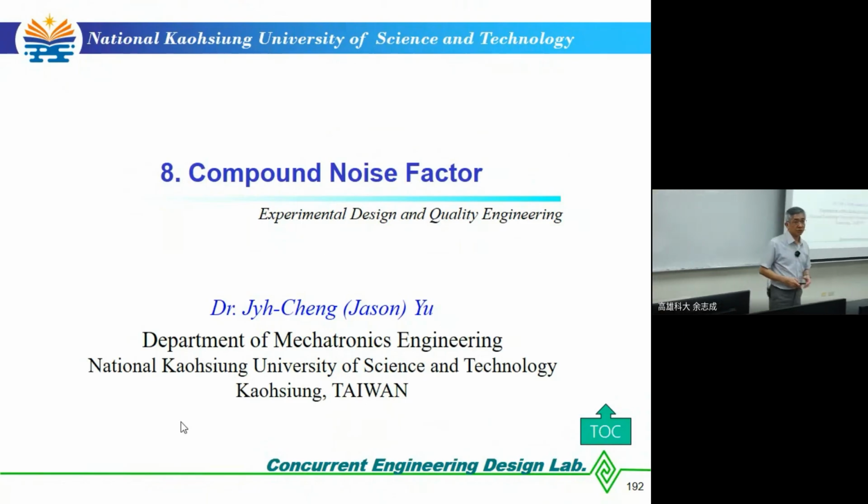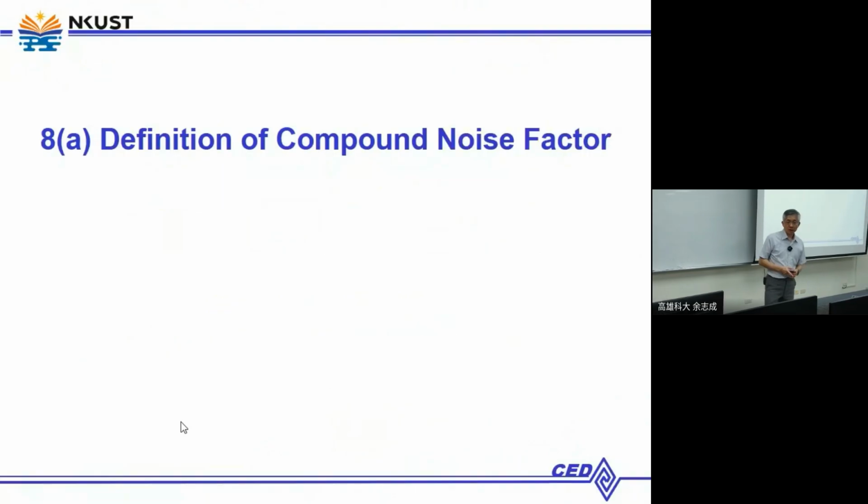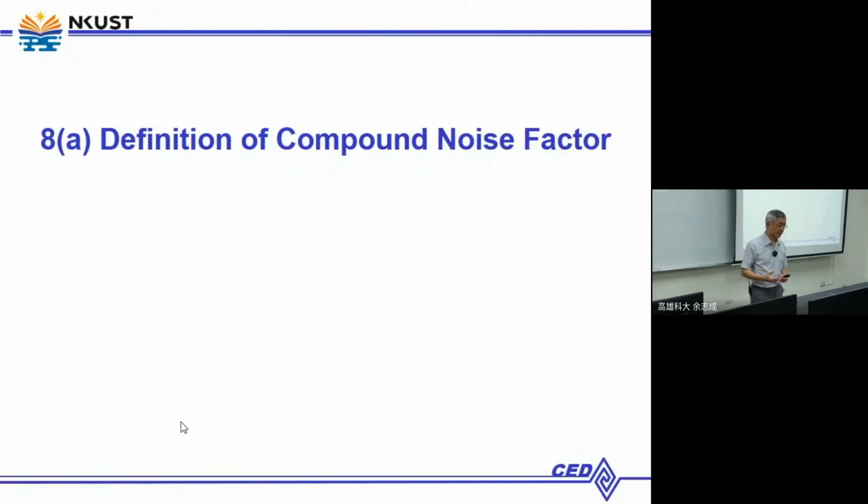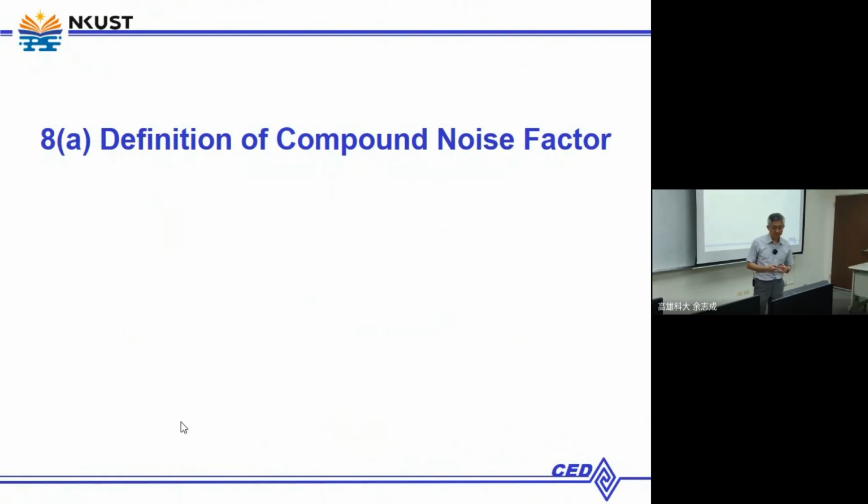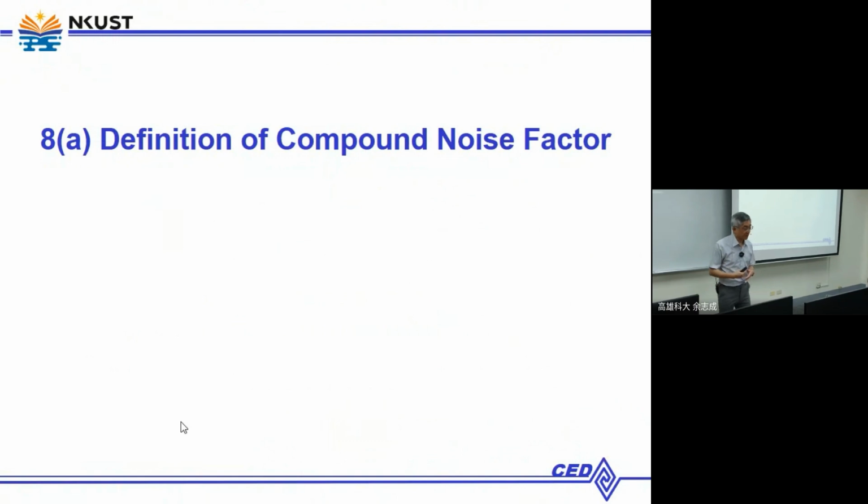So let's come to unit number 8, compound noise factors. Even though we're already using an outer array to reduce the number of samples, instead of random sampling, we use outer array sampling, so we can consider all the influence of the noise factors. However, it still needs a certain number of samples.